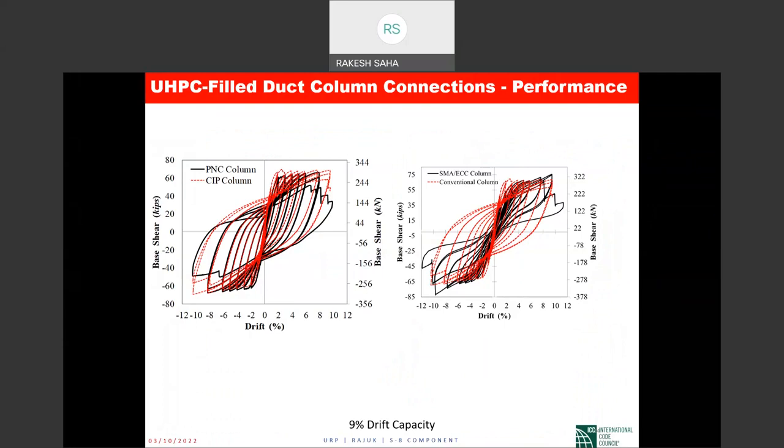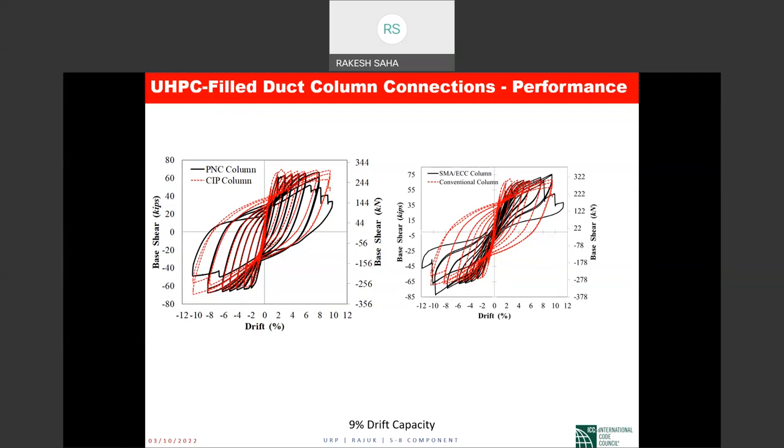So what you're looking at here is the lateral force versus the drift ratio of the column. Let's concentrate on the one on the left side. On the left side, we had the result for a conventional reinforced concrete column. That one is shown in red. So that's CIP, that's cast-in-place column. The black curve on the left side represents a precast column. Again, conventional material, but precast column, the difference being that the connection was through the grouted ducts. So you notice that we were able to accomplish the strength and pretty much the ductility that we had measured in the cast-in-place column.